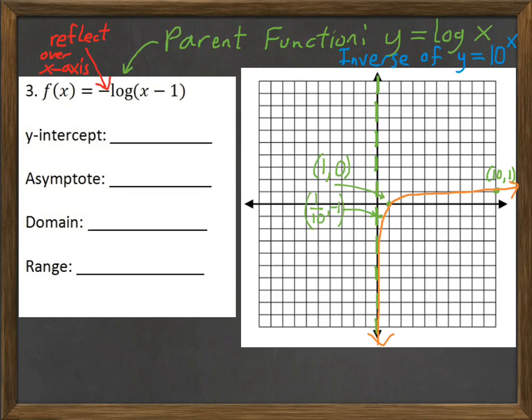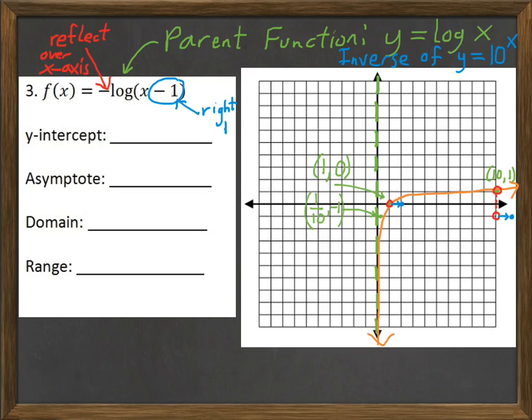The negative in front of the log reflects it over the x-axis. Then the minus 1, which is happening to x, moves it to the right by 1. Okay, so let's start by moving the intercept. When I reflect it, it doesn't move anywhere because it's already on the axis. So then I'll just move it to the right 1. So therefore, I would have the coordinate (2, 0).